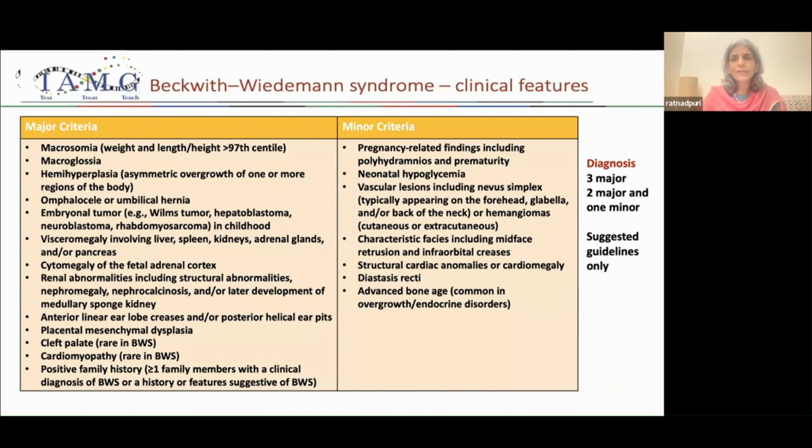Though these major and minor criteria have been defined, and it says that if there are 3 major or 2 major and 1 minor criteria, you can make a clinical diagnosis of Beckwith-Wiedemann, but these are just suggested guidelines. Where you have a strong suspicion that the child could have Beckwith-Wiedemann syndrome, we would like to test for that disorder.